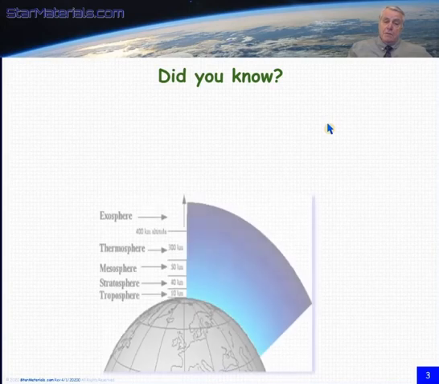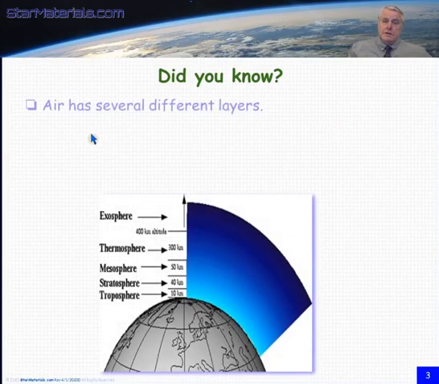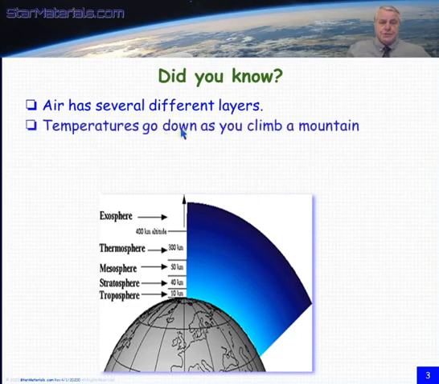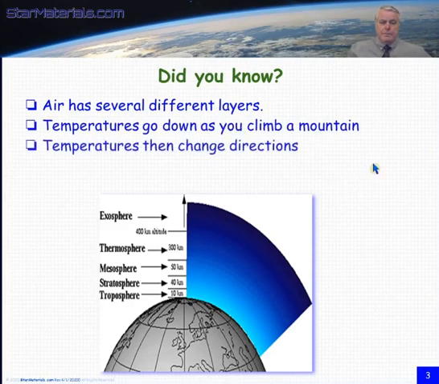Did you know air has several different layers? Earth's atmosphere is made up of different kinds of layers of air. Temperatures go down as you climb a mountain, but then they change direction and start going higher with the distance you go from Earth's surface, sea level.